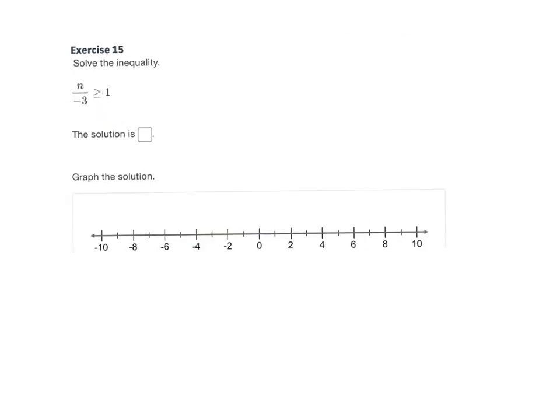Last one on the homework. Instead of dividing by -3, I'm going to multiply by -3 on both sides. That's going to leave me with n. I have to flip the inequality because we're multiplying by a negative. Less than or equal to -3. So at -3 I should have a closed circle. And my inequality is telling me we're going to the left.